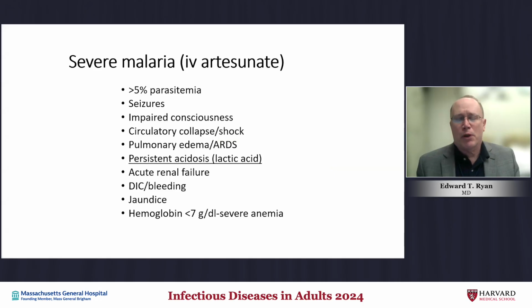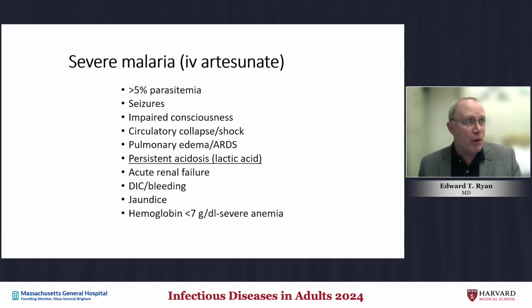How do you decide if the person needs IV therapy as opposed to orals? There are very specific criteria, you can look them up, but a lot of it is common sense. Is the person unresponsive? Are they ventilated? Are they in renal failure? Do they have a bleeding diathesis, et cetera? So those are pretty straightforward. The two that often pull it are if parasitemia is greater than 5%.